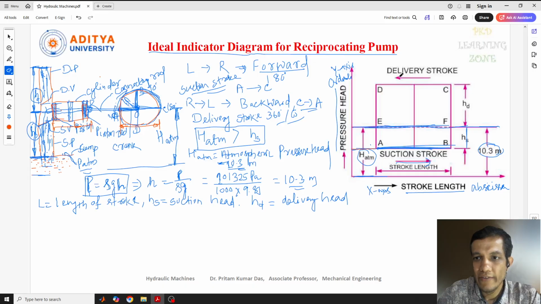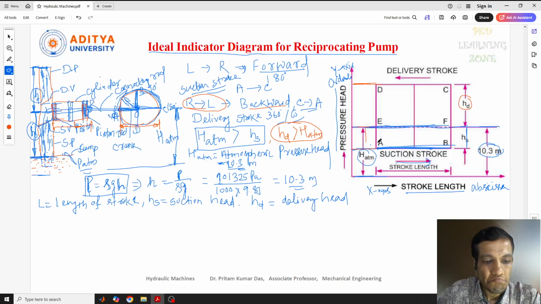Now let's come to the delivery stroke, which is in the reverse direction, from right to left. Here also the pressure head during the delivery stroke is constant, and it will be equal to the delivery head. Obviously it will be above the atmospheric pressure head. So you can write that the delivery head is greater than H atmospheric.